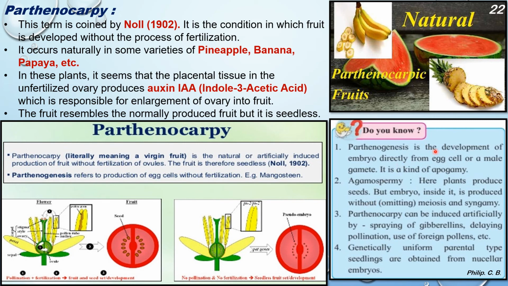Then do you know, parthenogenesis is the development of embryo directly from the egg cell or a male gametophyte. It is a kind of apogamy. So agamospermy, here the plants produce seeds, but the embryo inside is produced without meiosis and syngamy. Parthenocarpy can be induced artificially by spraying of gibberellin, delaying pollination, use of foreign pollens. That's why in watermelon, seedless can be carried out artificially. Genetically uniform parental type seedlings are obtained from the nucellar embryos.